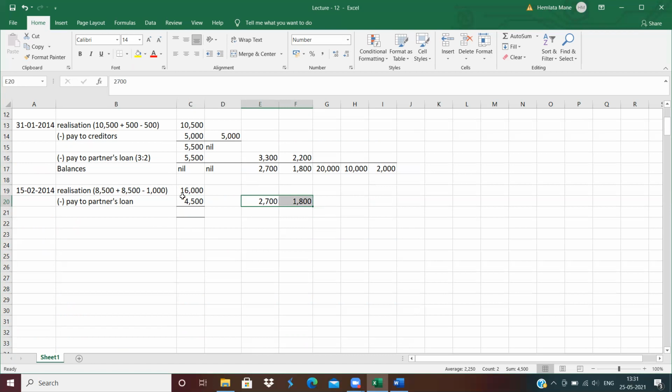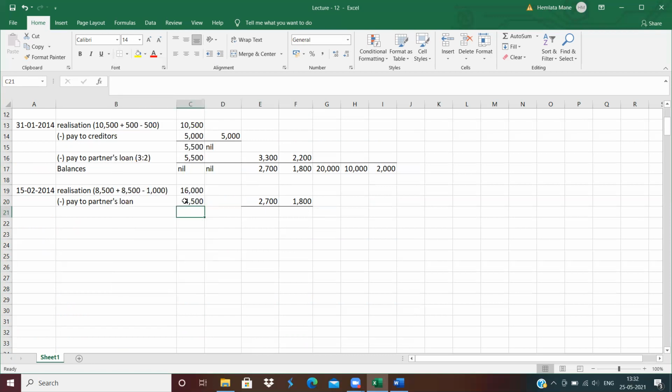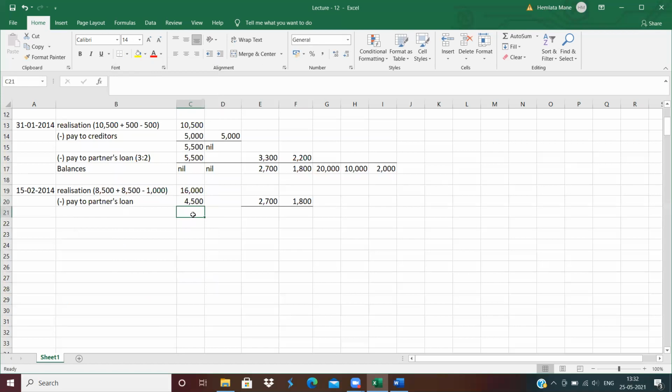Then 16,000 minus 4,500. It means 11,500. Then Else loan nil. Use loan is also nil.